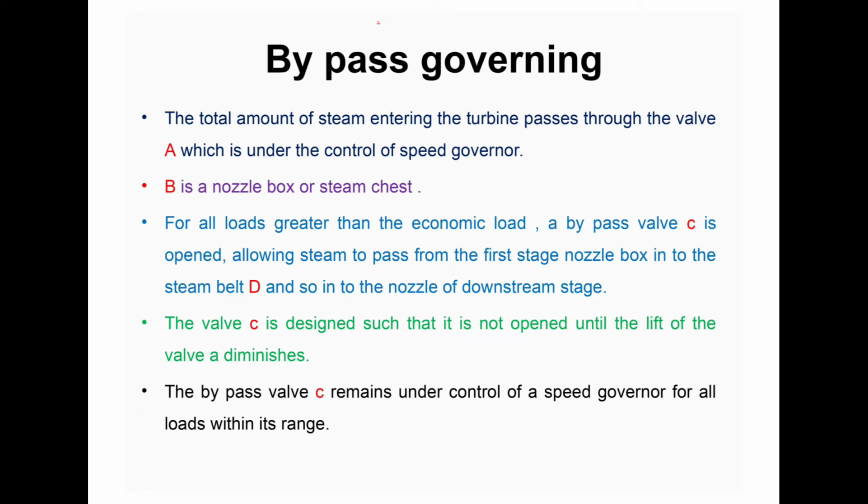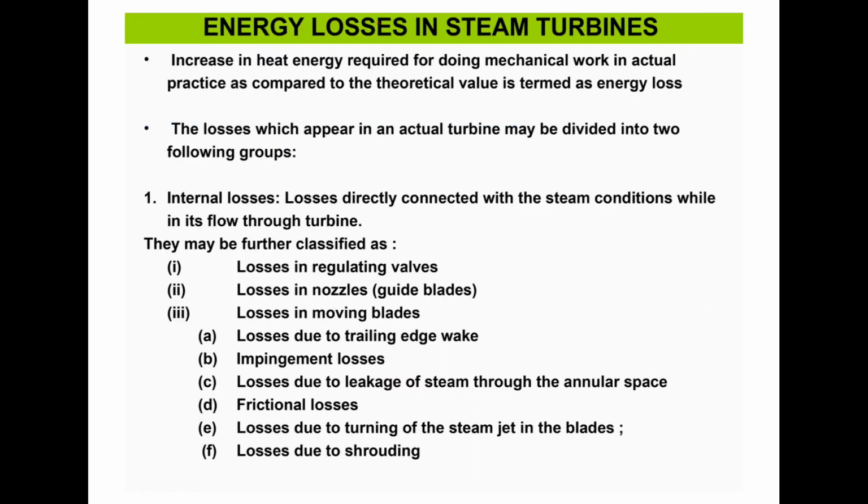For all loads greater than the economic load, a bypass valve C is open, allowing steam to pass from the first stage nozzle box into the steam belt D and so into the nozzle of the downstream stage. The valve C is designed such that it does not open until the lift of the valve A diminishes. The bypass valve C remains under control of a speed governor for all loads within its range.